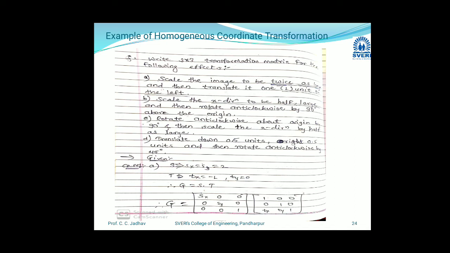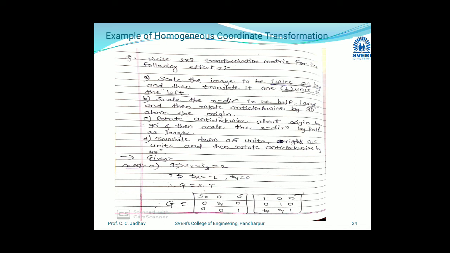Second, scale the x direction to half as large and then rotate anti-clockwise by 90 degrees about the origin. Scaling and rotation. C, rotate anti-clockwise about the origin by 90 degrees and then scale the x direction by half as large. Here we are doing rotation first and then scaling. In the previous point B we scaled first and then rotated. Then D, translate down 0.5 units, right 0.5 and then rotate anti-clockwise by 45 degrees. So these are the 4 points.